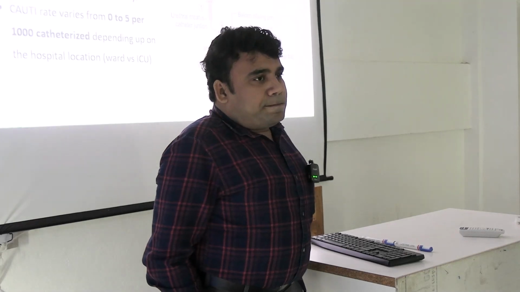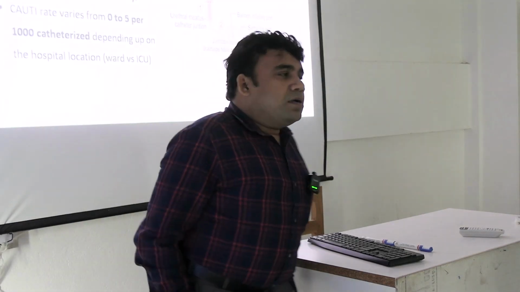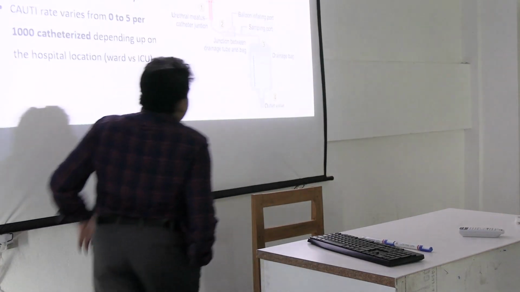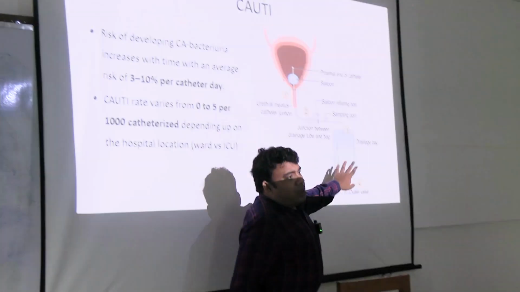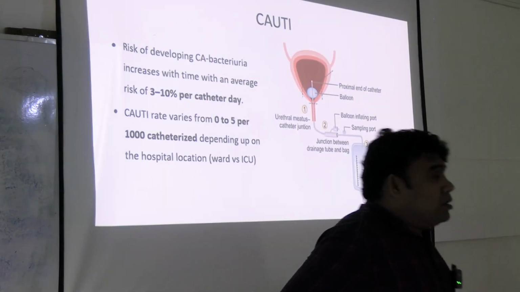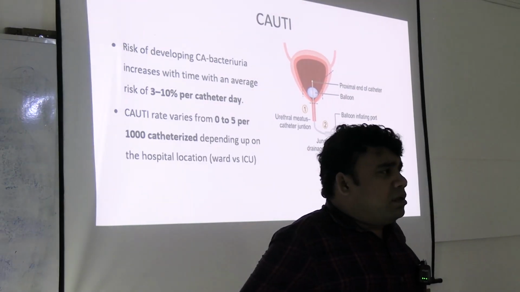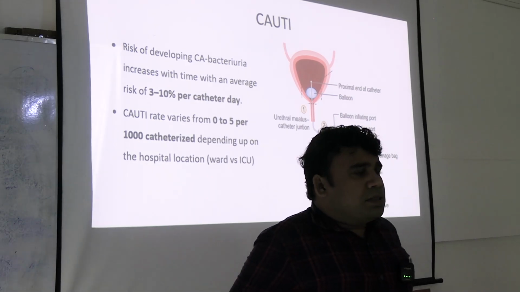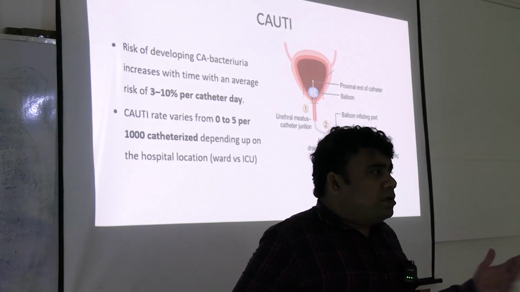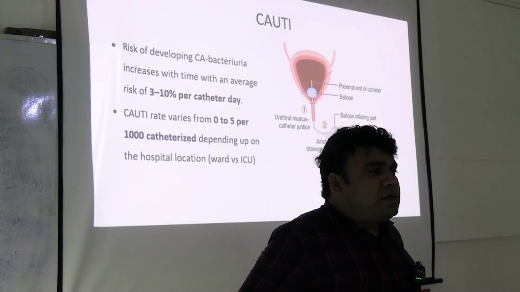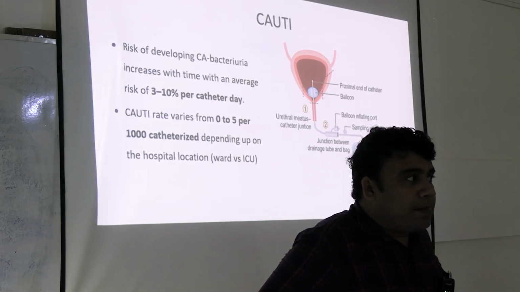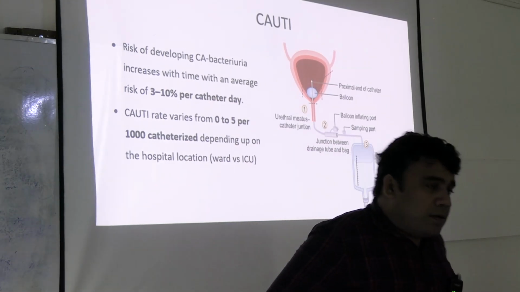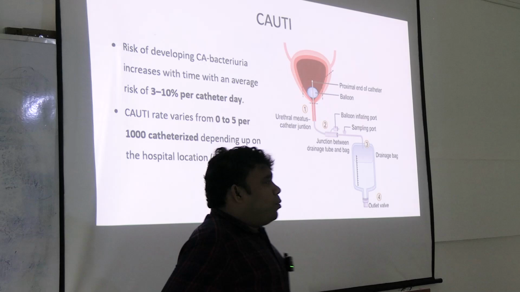Anything else? This is the catheter, this is the urobag. How will you take the sample? Sampling port. If there is no sampling port, suppose it is an old design catheter. Because this is very important.